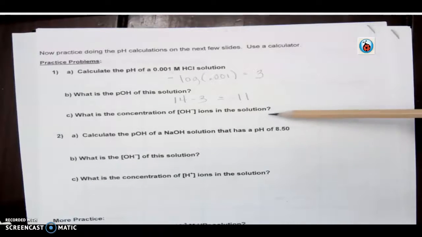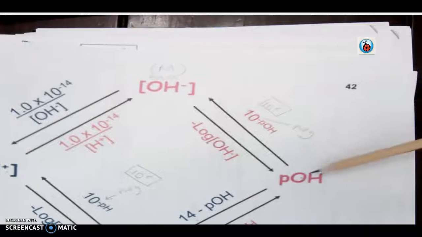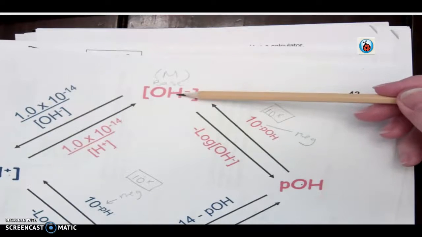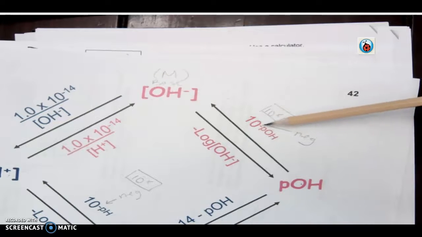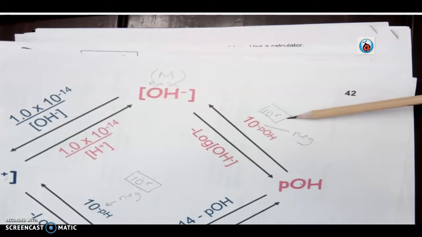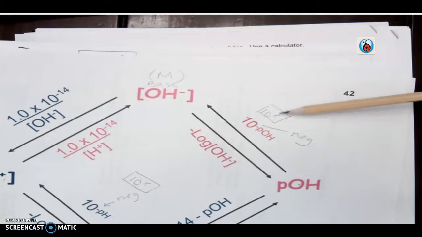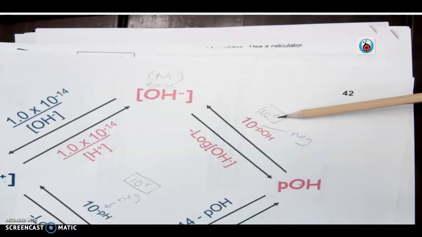Now, what are we going to do? We're going to find the hydroxide ions in solution. Okay, so let's look at our chart again. We're going from pOH to hydroxide. So we're going to do 10 to the negative pOH. Now, you should have a button on your calculator, whatever calculator you're using, that says 10 to the x. This is what we call an anti-log. So it's usually the same button you use for log.